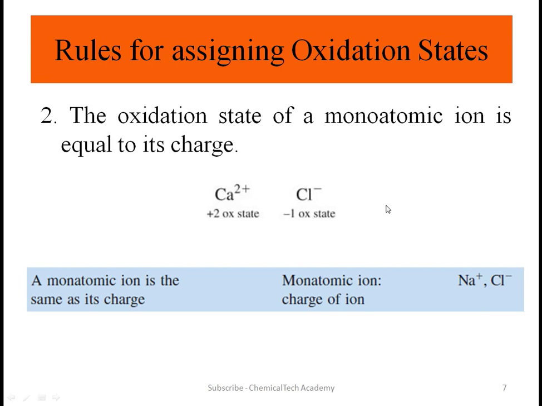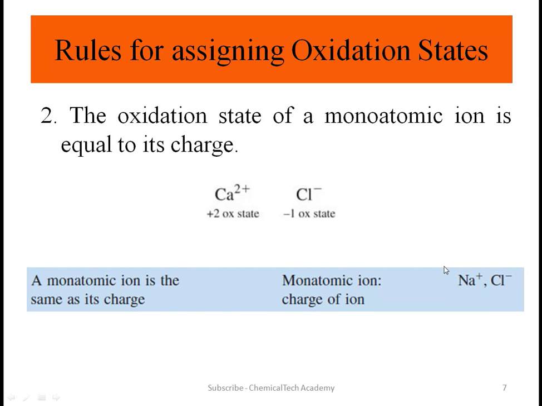Number 2: the oxidation state of a monoatomic ion is equal to its charge. For example, calcium usually loses 2 electrons, so we have calcium 2+, and the oxidation state of calcium is +2. Chlorine gains 1 electron, so it has a -1 oxidation state. A monoatomic ion's oxidation state is the same as its charge. As you see here, Na+ is +1 and Cl- is -1.